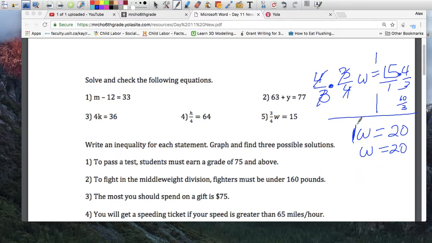So our original equation was 3/4 of w equals 15. 3/4 of 20 equals 15. Is that true? Well, let's see. So this side, 3/4 times 20, I'm going to put 20 over 1. Let's actually multiply this out. 3 times 20 is 60. 4 times 1 is 4. And 60 over 4 is indeed 15, which equals 15 on the other side. So the original value of w was 20. Okay.